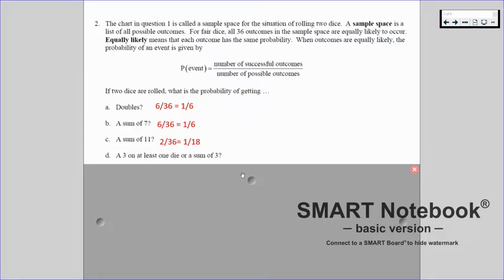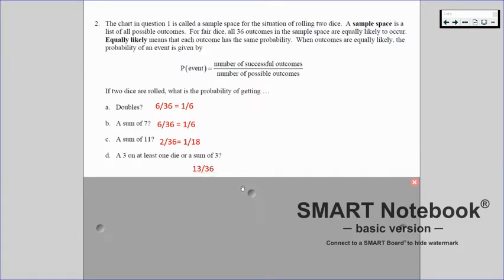A 3 on at least one die or a sum of 3. So as you look through that chart, you've got the column that has a 3. You've got the row that has the 3. You've got the 2, 1 and the 1, 2. And make sure that you don't count the place 3, comma 3 twice. So that one, there are 13 total out of the 36, as you look at that one.